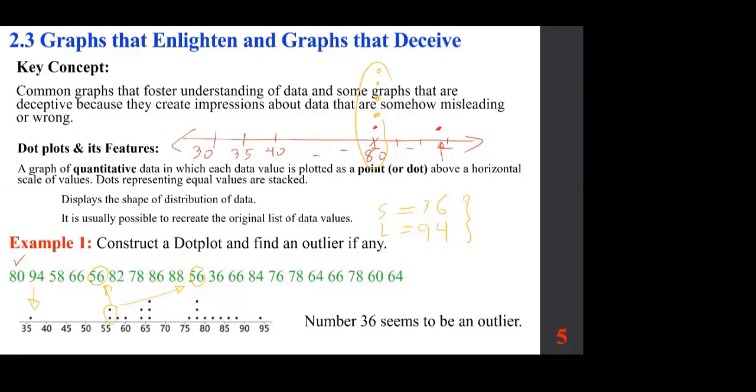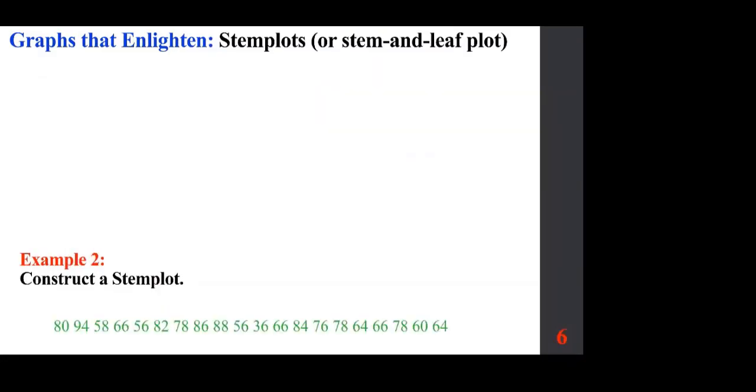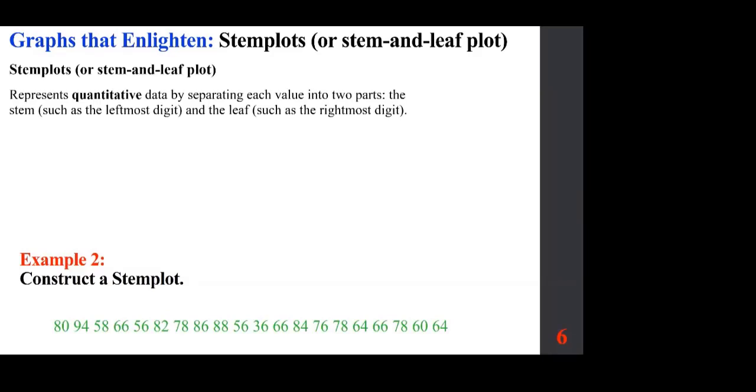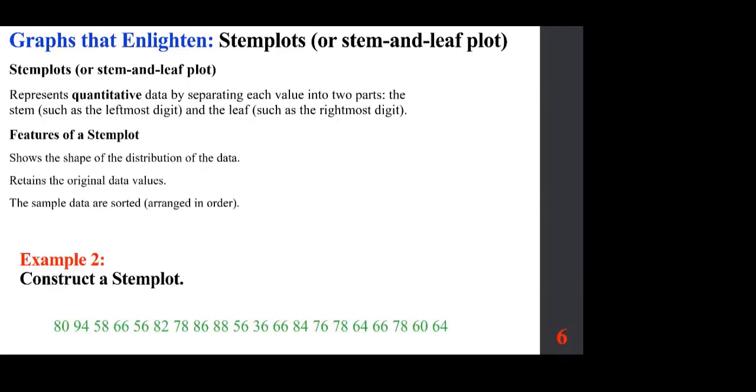All right, we're going to look at a different graph known as a stem plot, using the same example. Could somebody read that one for us? Stem plots represent quantitative data by separating each value into two parts, the stem, such as the leftmost digit, and the leaf, such as the rightmost digit. Perfect. Could somebody read that for us? Features of a stem plot: it shows the shape of the distribution of the data, retains the original data values, and the sample data are sorted or arranged in order.